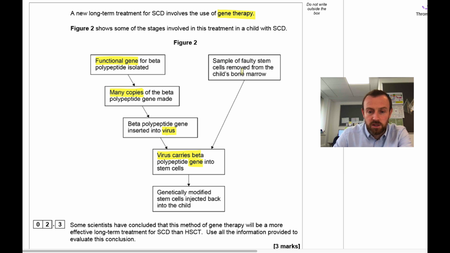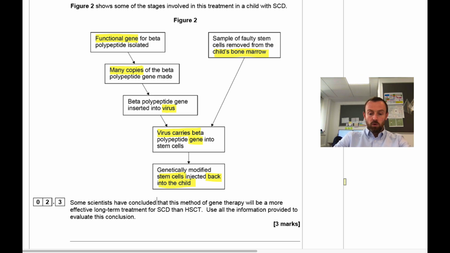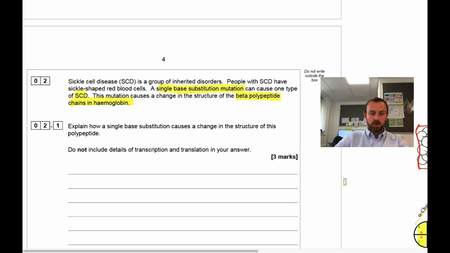Okay, so a sample of faulty stem cells is removed from the child's bone marrow. So they're their own stem cells, but we replace the defective gene with a good copy of the gene. And then we put these genetically modified stem cells back into the child. Okay, sounds very sensible. Some scientists have concluded that this method of gene therapy will be a more effective long-term treatment of SCD than HSCT. Use all the information provided to evaluate this conclusion. All the information provided, so from figure 2 and figure 1, that's pretty much all the information.